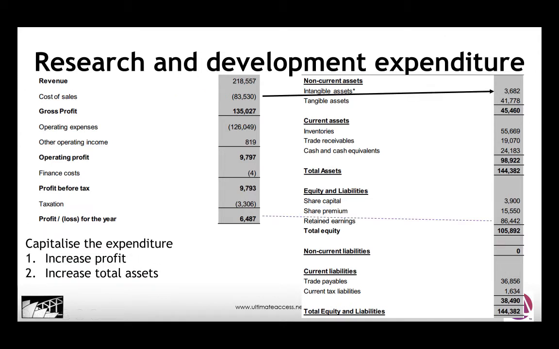Increased profit, increased total assets. So as the profit goes up, because there is less cost of sales, then there's more profit, and this will then be seen as an increase in the retained earnings, and effectively we would see that the statement of financial position would continue to balance. We'd have a higher value for intangible assets and a higher value for retained earnings.